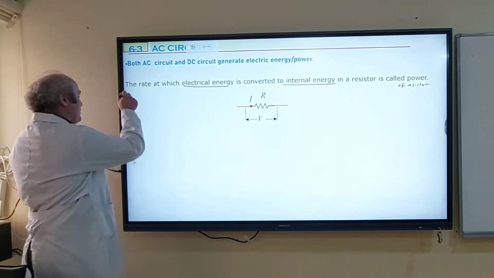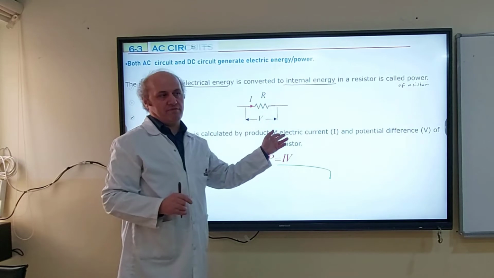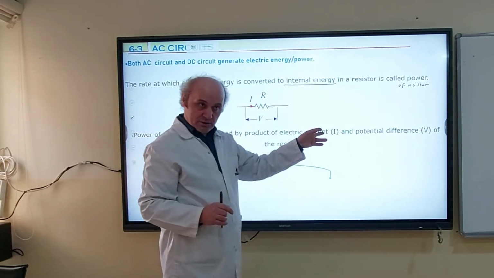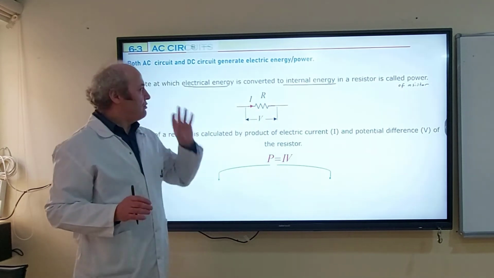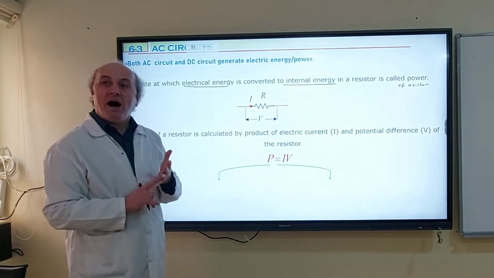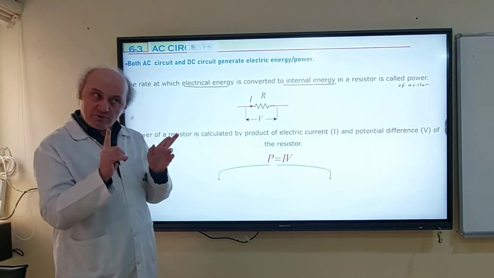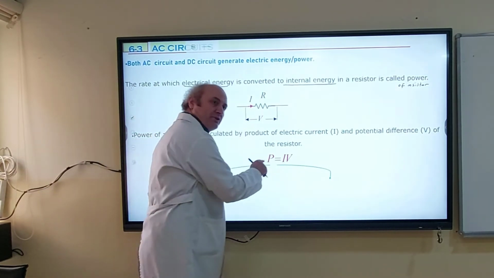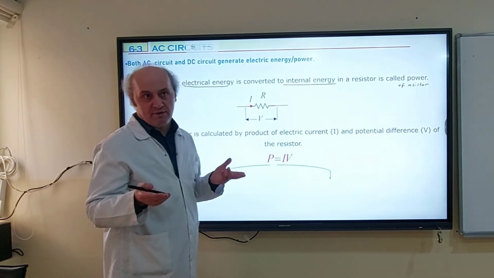Now I will write the equation. Power of a resistor is calculated by the product of electric current and potential difference of the resistor. You multiply I through the resistor and V between the ends of the resistor. When you multiply these two, I times V, you calculate the power of that resistor.